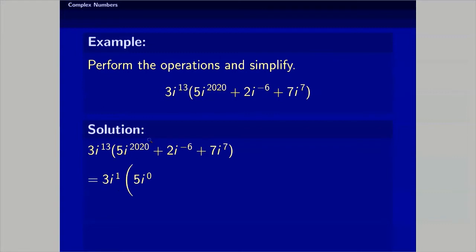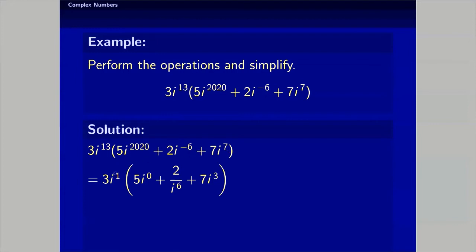Okay? And then for this one, 2 times i raised to negative 6, I simply write it without a negative exponent. How do I do that? I put it in the denominator, like this. Okay? And then finally, what is i raised to 7? This one is equal to, what is 7 divided by 4? What is the remainder? It's 3. So that's why we have that one. Okay? So we simplify further.